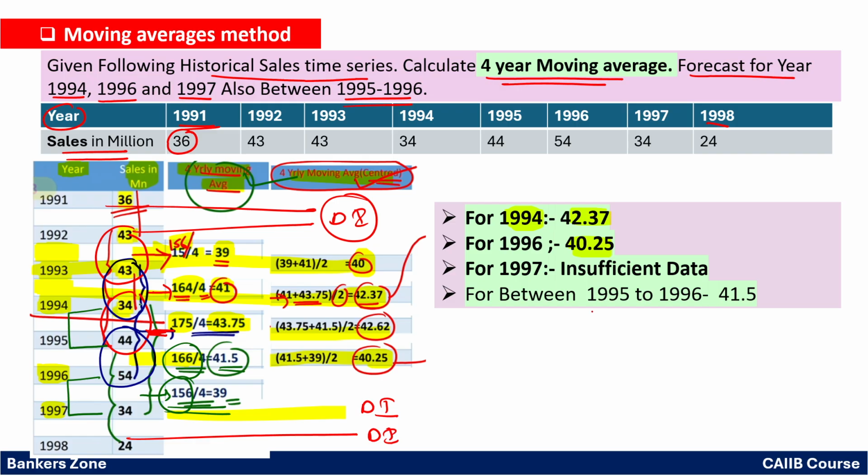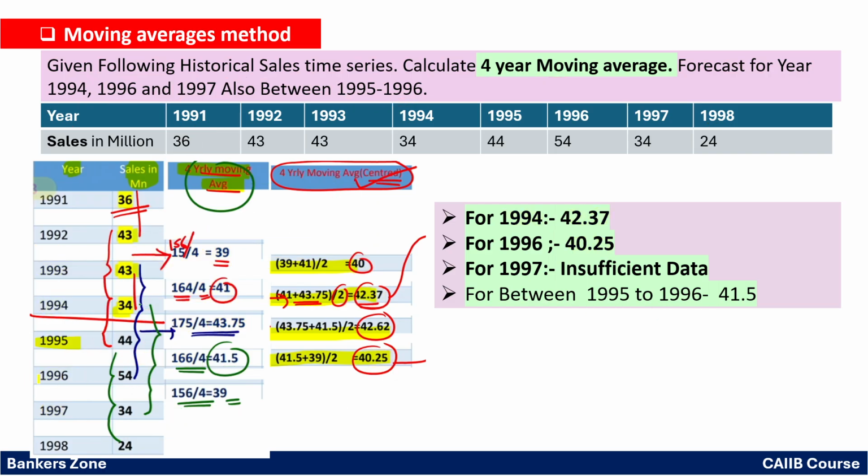And now they are asking between 95 and 96. Between 95 and 96, you already calculated in the beginning. The answer is 41.5. So in that way you have to solve.